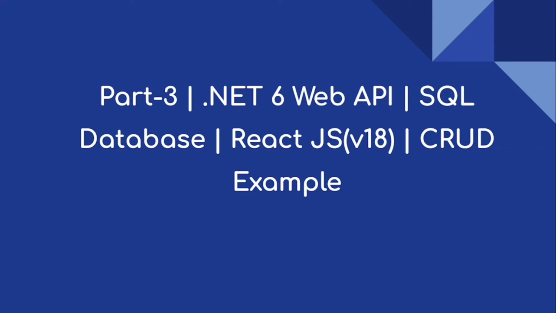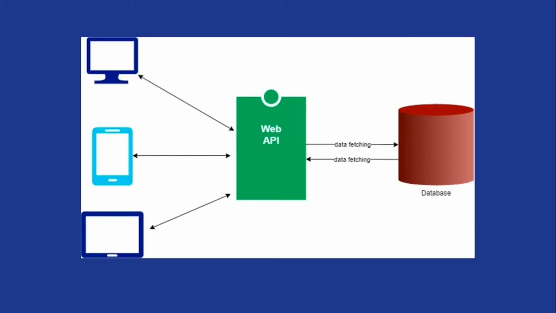So this is video 3 of this .NET 6 API and React.js CRUD example demo. In this video, we are going to create a .NET 6 Web API application, and we are going to install Entity Framework Core and then configure the database context. Okay, first let's understand briefly what an API is.